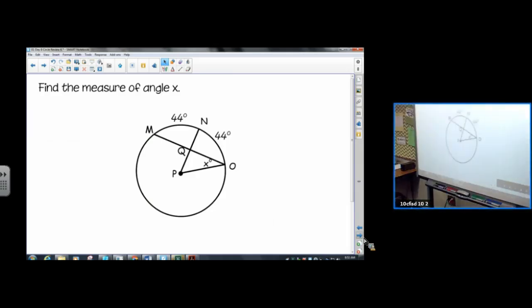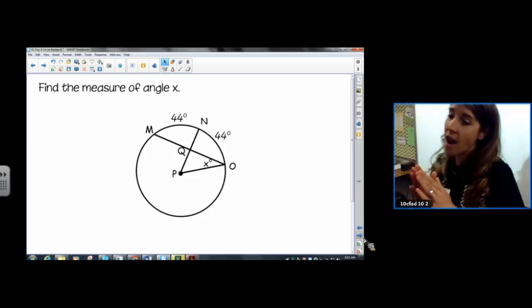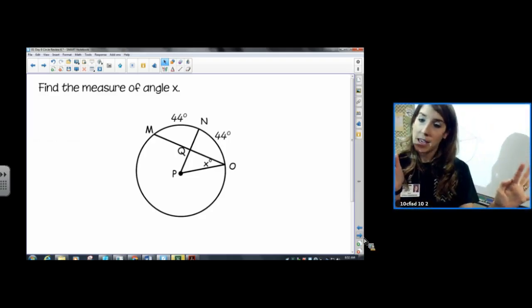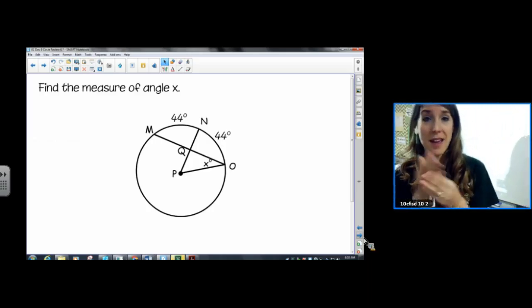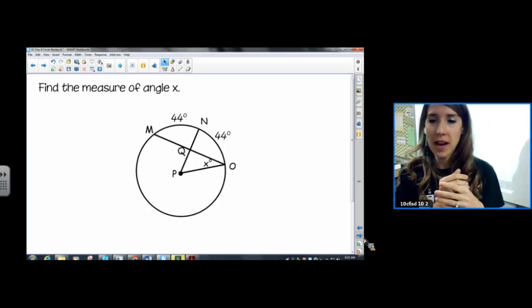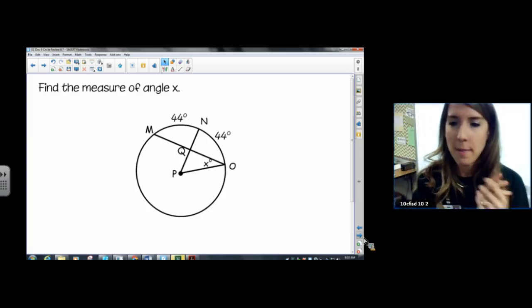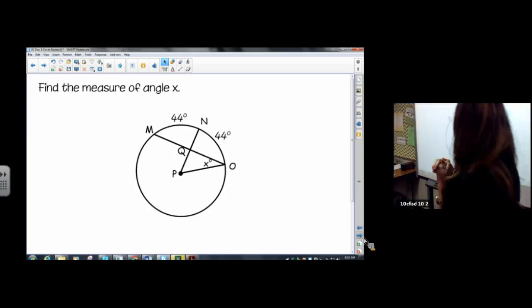Okay, there's multiple ways to do this problem. What I'm not going to do is extend OP and make it hit the circle. I know I could extend it, and that would actually be a diameter, and so that would create a semicircle. But I'm going to show you a different way to do this.